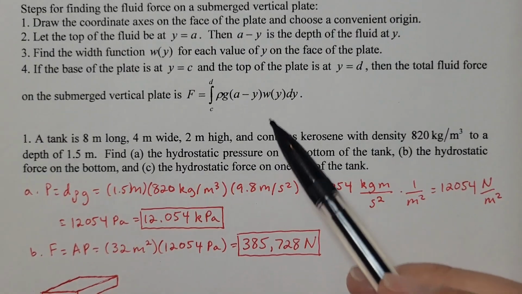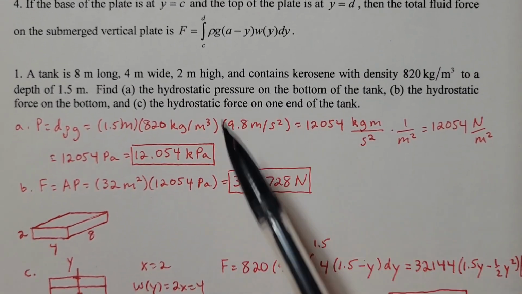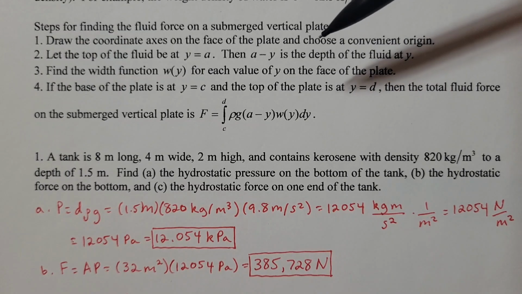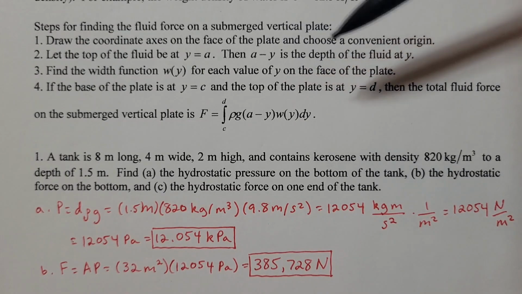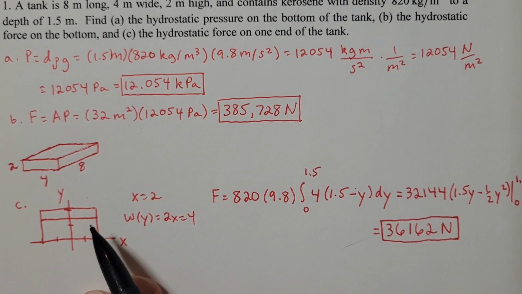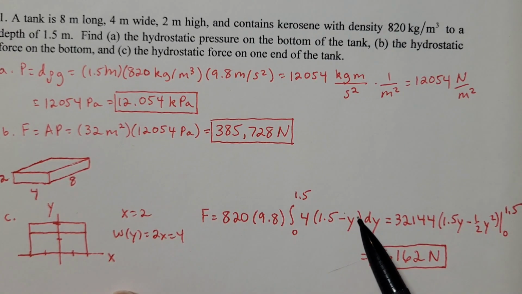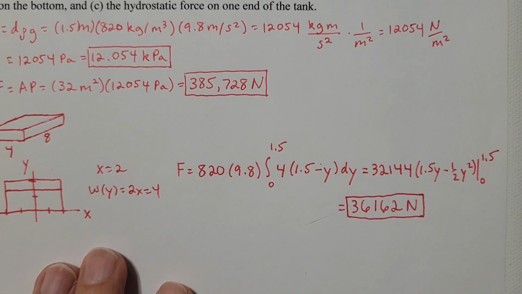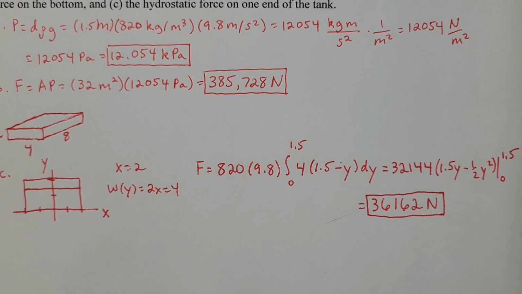So w of y is 4, and then a minus y. Well, a is the top of the fluid, so the top of the fluid is at 1.5 meters, and 1.5 minus y, that would be a minus y, and then stick a dy at the end. By the way, all of the fluid force problems in this section are going to be set up in terms of y. If you have any setup in terms of x, I don't know what you're doing. So take that into account.